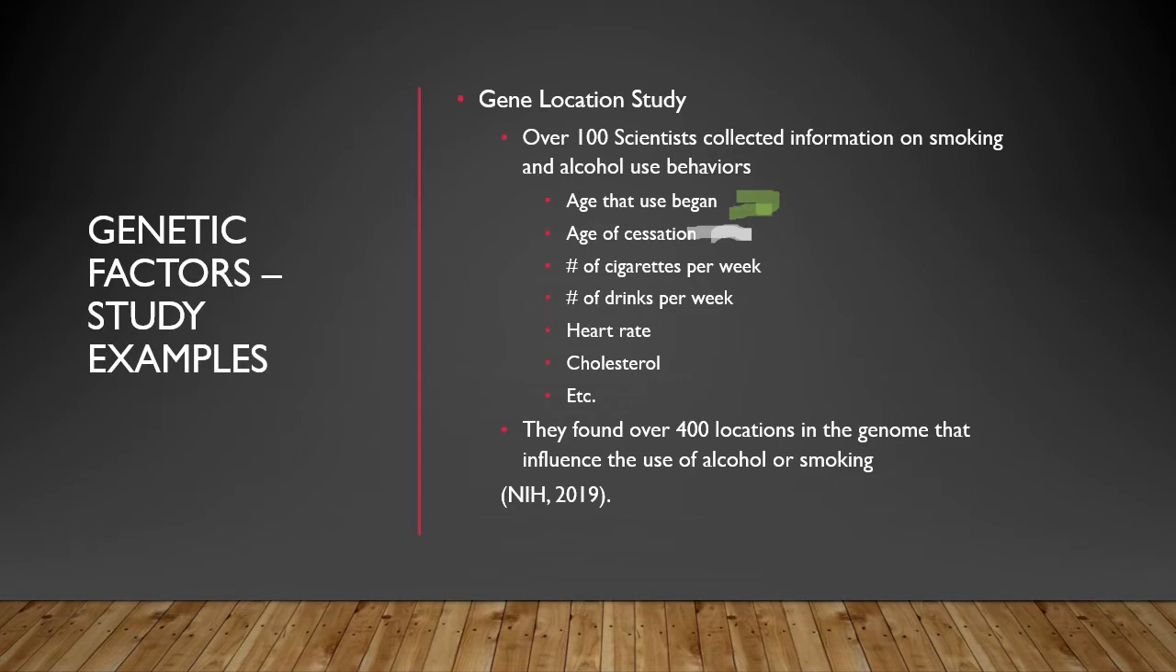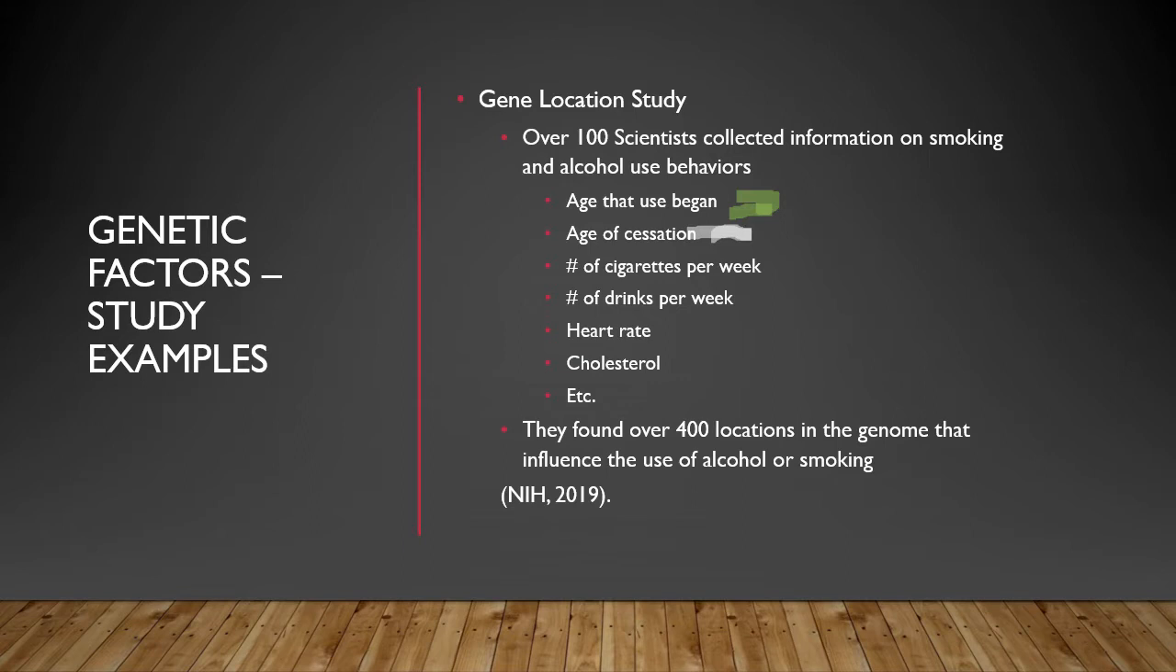Another quality was heart rate. Another quality was cholesterol, and the list goes on and on. They looked at tons and tons of different factors, and what they learned by analyzing these factors and then looking at the genes associated with these people, they actually found 400 different locations in the genome that influence the use of alcohol and smoking.